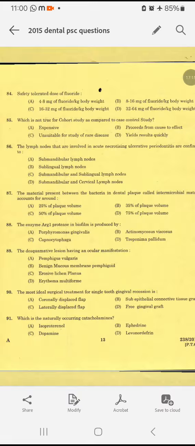Clear? Cohort study is expensive. It proceeds from cause to effect. It is unsuitable for study of rare diseases, and it doesn't give you results quickly. So that is about the difference between cohort study and case control study.